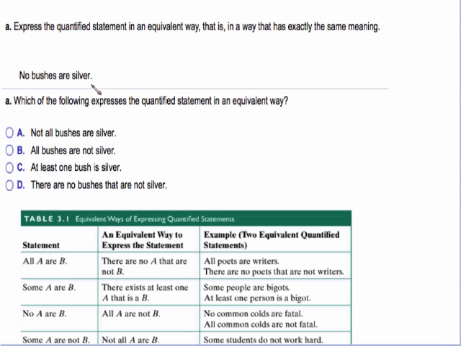No bushes are silver. Look down here and see if you find anything that fits the no something are something. You see it? Right there. No A are B. So what was our A? Our A was the bushes. Our B was the silver. So no bushes are silver is the same as saying all A, which was bushes. So all bushes are not B, which was silver. So all bushes are not silver.